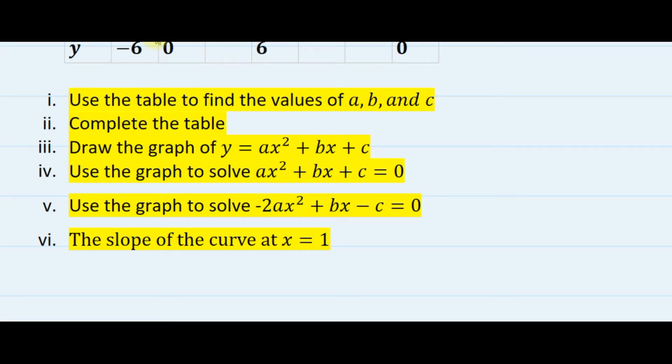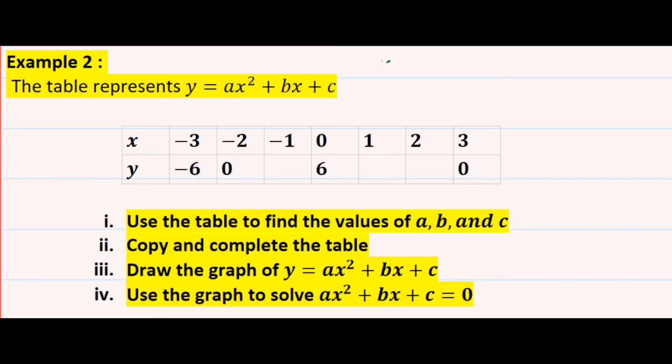So let's start with the first. The best way to solve this is to choose 3 points from the table, because we have 3 unknowns, so we need 3 points to form 3 equations that we now use to find the values of a, b, and c. And for choosing the points, we are given 4 complete points. That's minus 3 comma minus 6, minus 2 comma 0, 0 comma 6, and 3 comma 0.